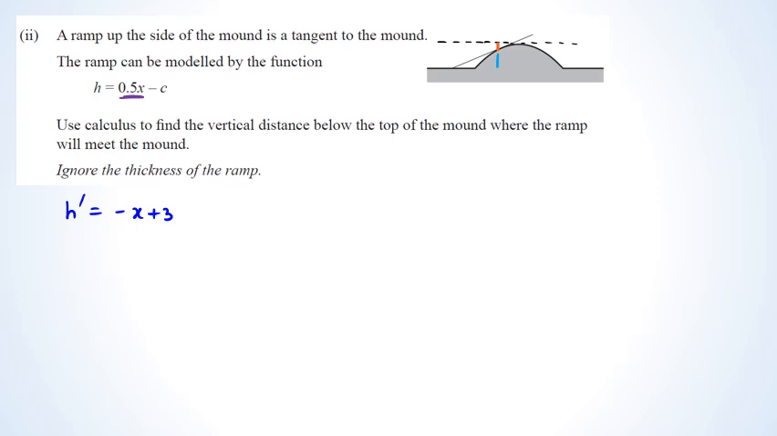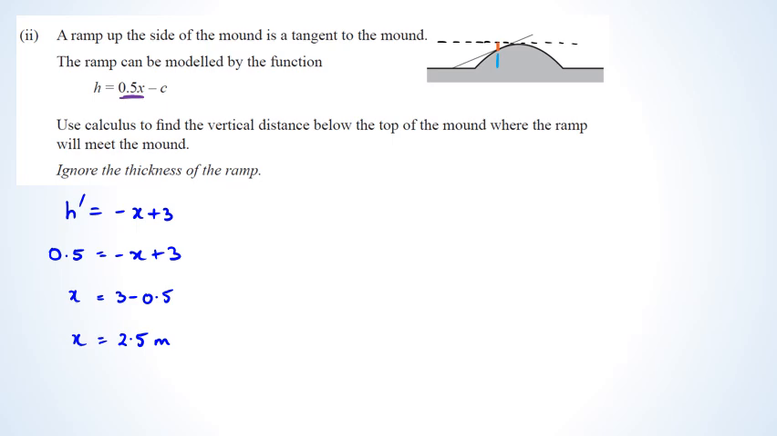I guess it's one of these really weird questions. They shouldn't really have used h here. They could have used any other letter, but they used h. Anyway, we're going to have to work with that. So we want to know at what point the gradient is equal to 0.5. If I put 0.5 equals negative x plus 3, then I get x is equal to 3 minus 0.5, so x is equal to 2.5 meters.